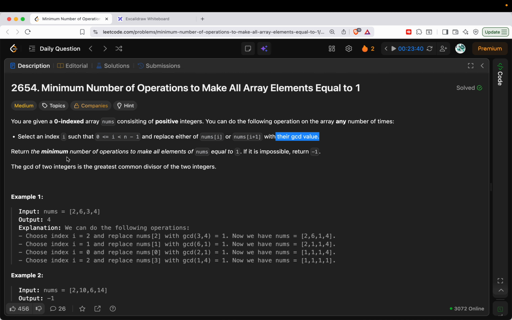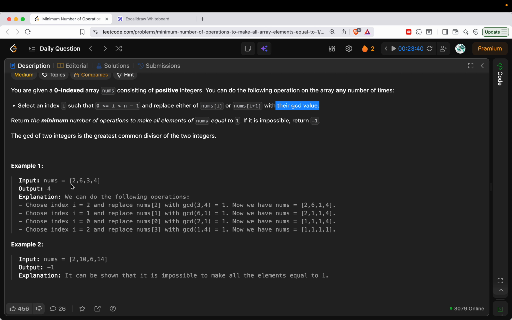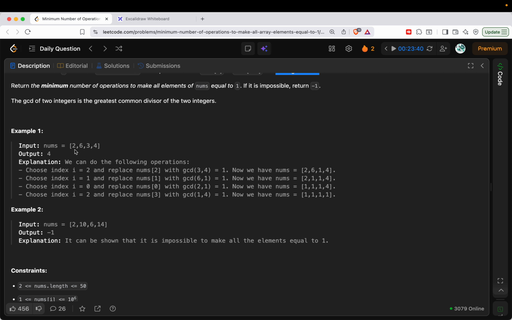Return the minimum number of operations to make all elements of nums equal to 1. If it is not possible, then return minus 1. The GCD of two numbers is the greatest common divisor of the two numbers. Let's look at the examples. So 2 6 3 4, we have been given this.